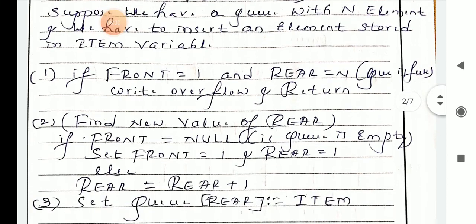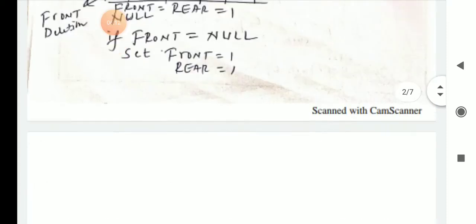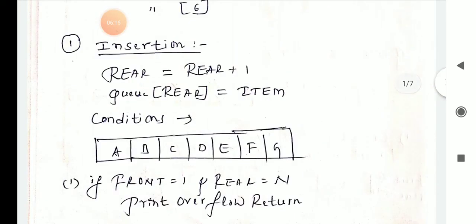So first step is what? In the algorithm, if front is equal to 1 and rear is equal to n, that is, the queue is full. If the queue is full, means what? You have taken one example, A, B, C, D, E, F, G. So this is full, and you do not have any empty location in that queue.